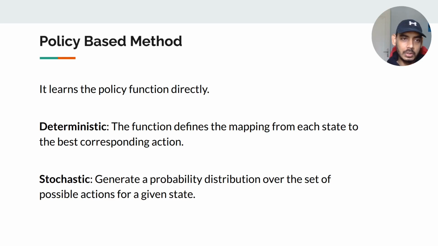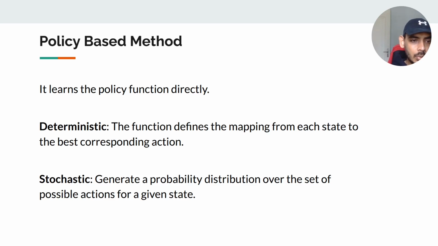Okay, there could be two things, right? For a given state, you already tell what specific action needs to be taken. That is, for each state, what is the corresponding action? That is deterministic. You already tell the agent what action needs to be taken for a given state.